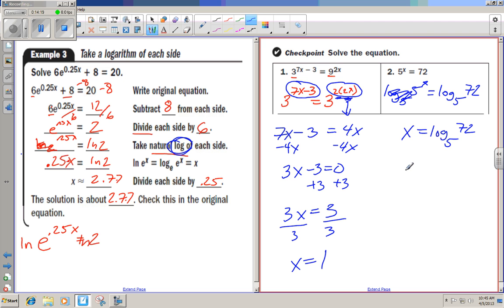And this is where the change of base formula comes into play. In your calculator, you do log of 72, divide it by log of 5. That'll give you an approximate answer of x equals 2.657. Now, this is an estimation. So when you plug this number back into the original, it'll get you very, very close to 72. Not exactly, but very, very close.